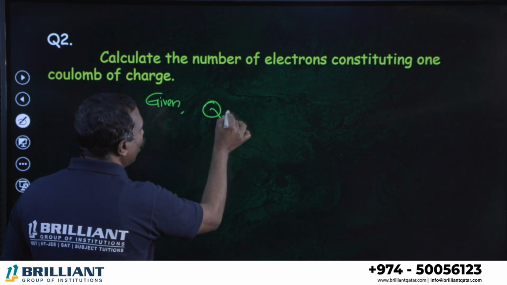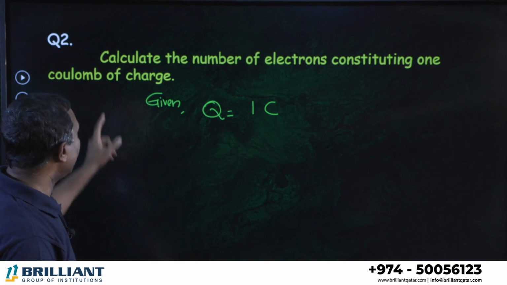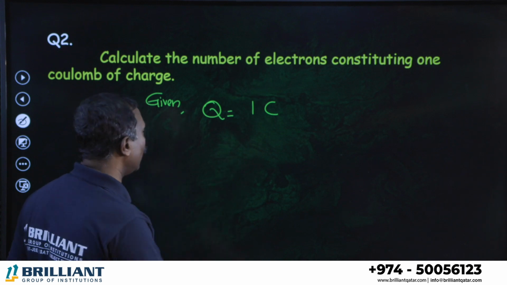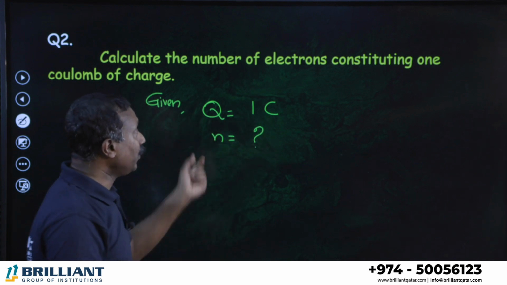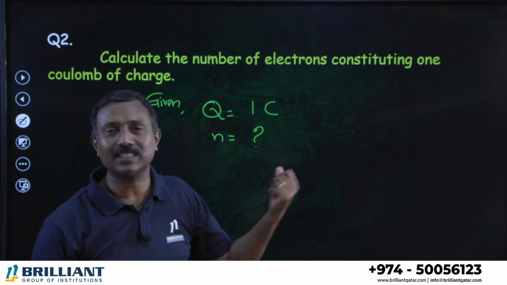So we can write Q is equal to how much? 1 coulomb of charge. It is already given, right? Next, what do we want to find out? Calculate the number of electrons. So we can write N is equal to, with a question mark. We want to find out the number of electrons, so that charged particle's name is mentioned.